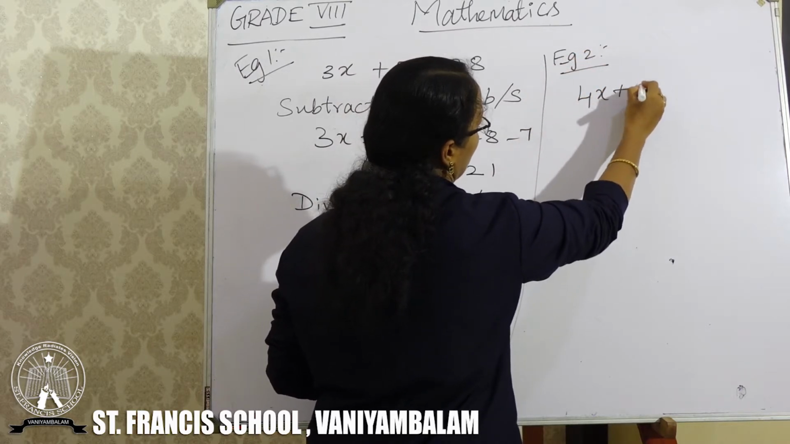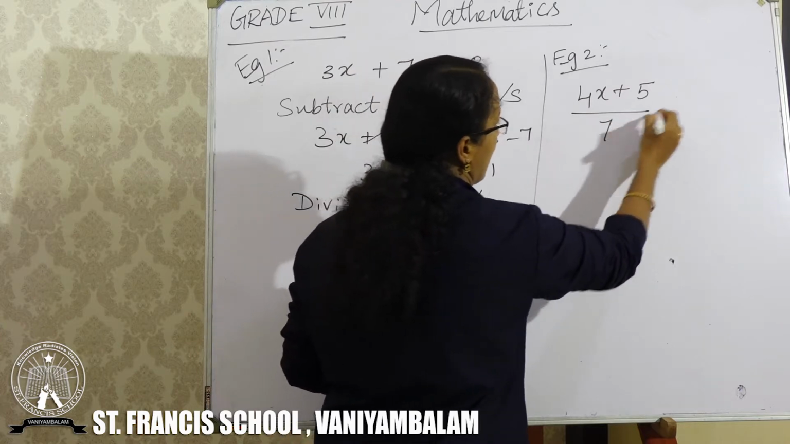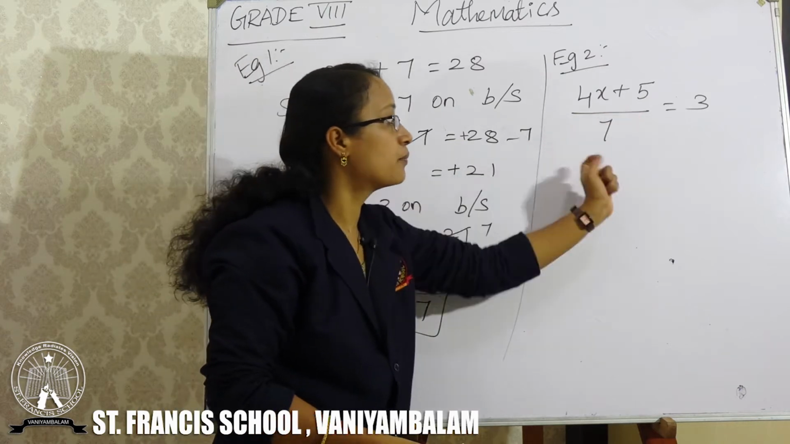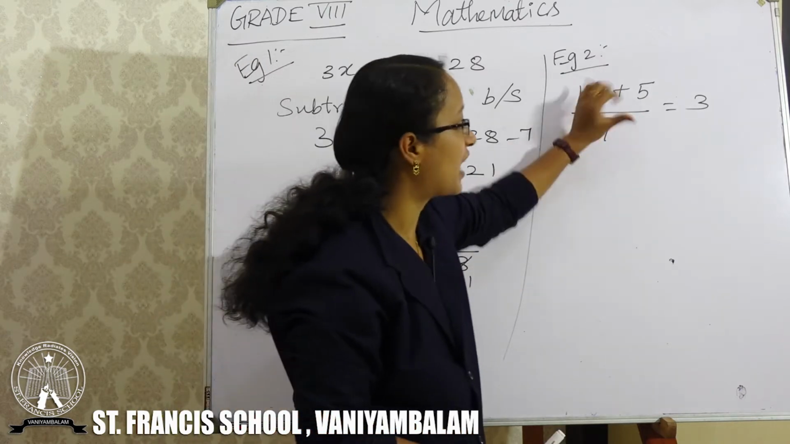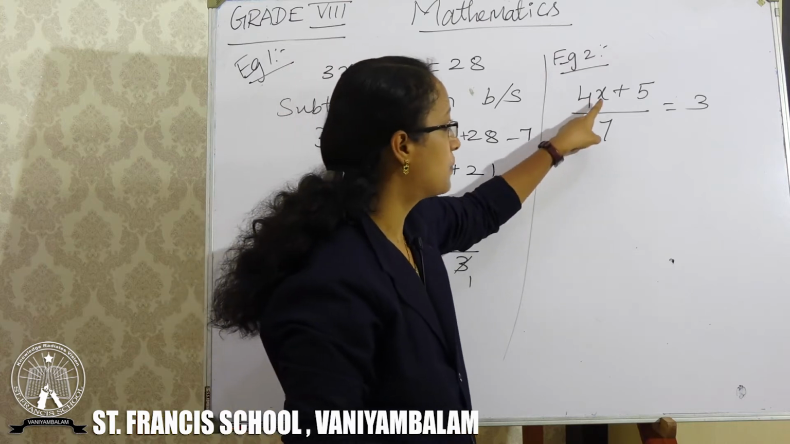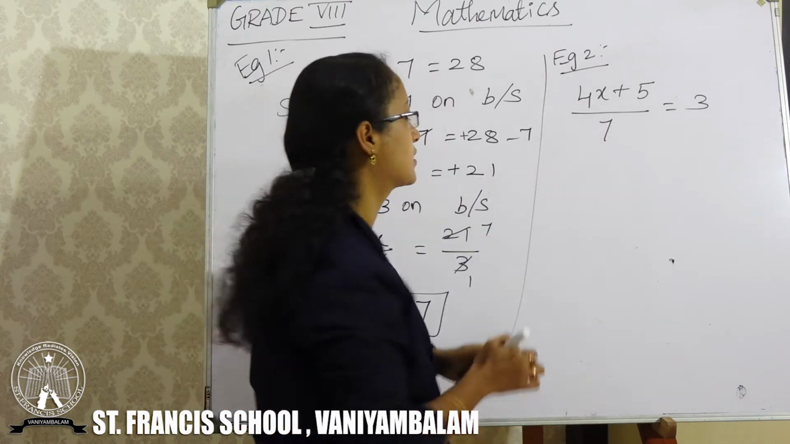Suppose you have the equation (4x plus 5) by 7 is equal to 3. So how will you solve this? You have the fraction here. Just check what the unknown variable is. Here the variable is x. You have to find the value of x. So how will you solve this?